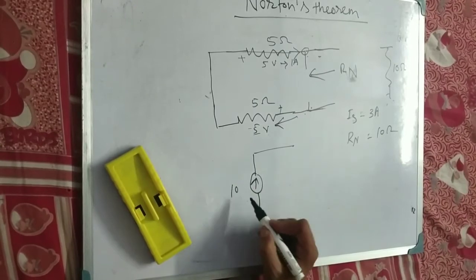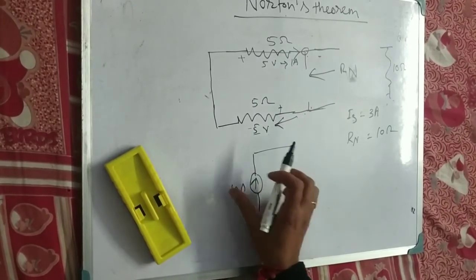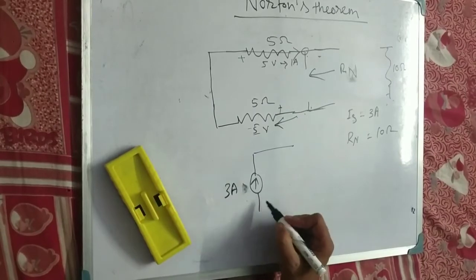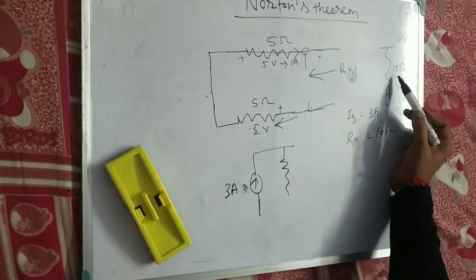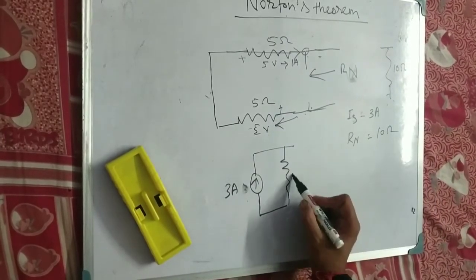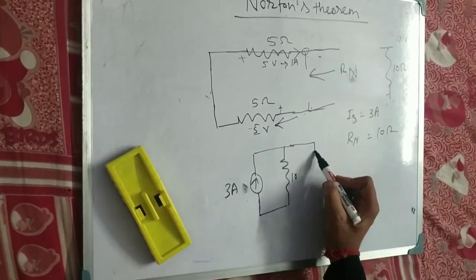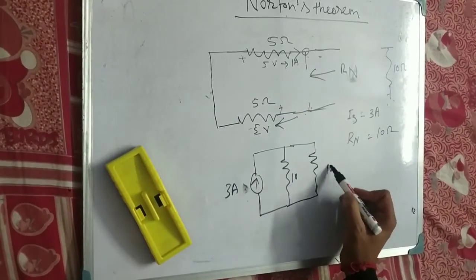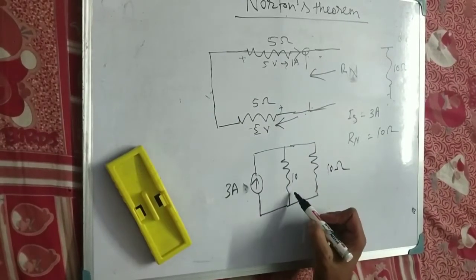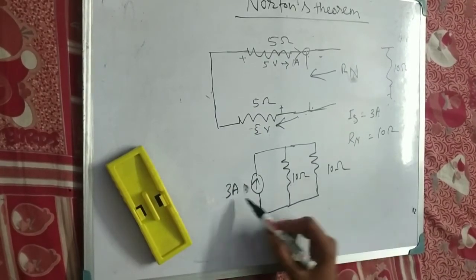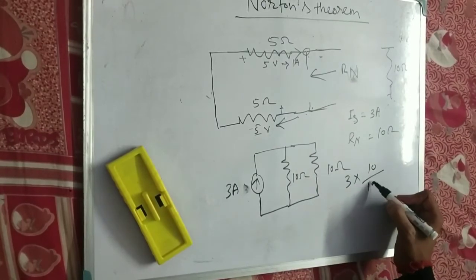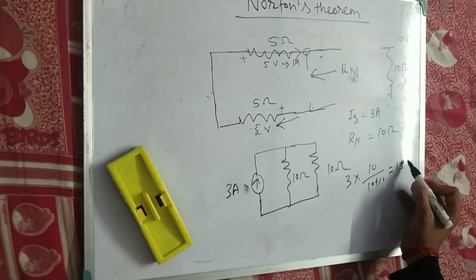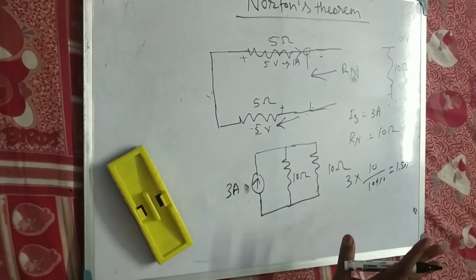Now the Norton equivalent circuit: first draw the current source, 3 ampere. Then draw the resistance that was short circuited, 10 ohm, and the Norton equivalent resistance, 10 ohm. So the current through the 10 ohm will be, from the current division rule, 3 into 10 by 10 plus 10, which means 1.5 ampere. Okay, this is Norton's theorem.